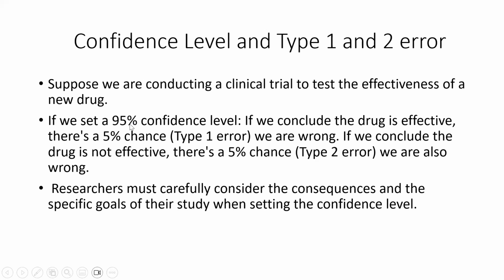Suppose we choose a 99 percent confidence level for sample size calculation, there is a 1 percent chance of error. There is a 1 percent type 1 error. So based on the confidence level, there will be a type 1 error involved in the clinical trial. And if we conclude the drug is not effective, there is also a 5 percent chance we are wrong. So we will see what the impact of the confidence level is on the sample size calculation.